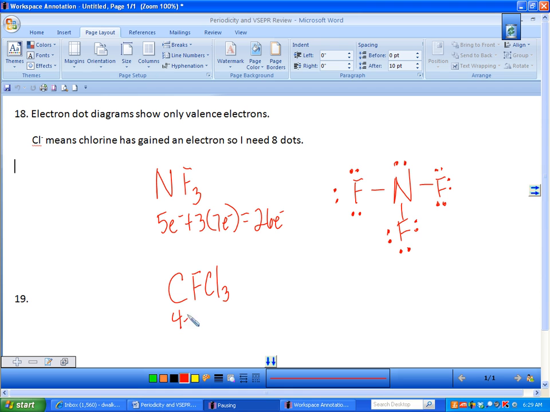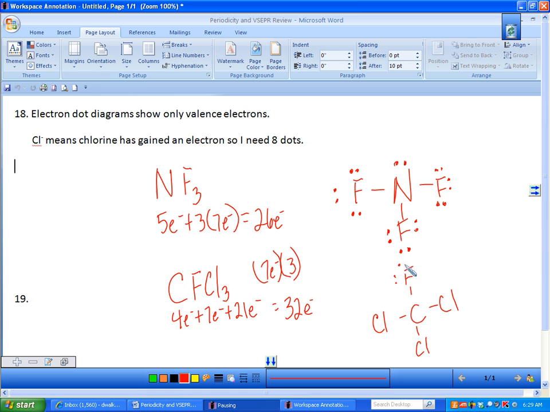So I have 4 here, 7 for fluorine, and 21 for chlorine. The reason I have 21 is I have 7 electrons on each chlorine, and I have 3 of them. So that's 21 and 7 is 28, and 4 more is 32. Put carbon in the middle, give me a chlorine here, a chlorine here, and a chlorine here.